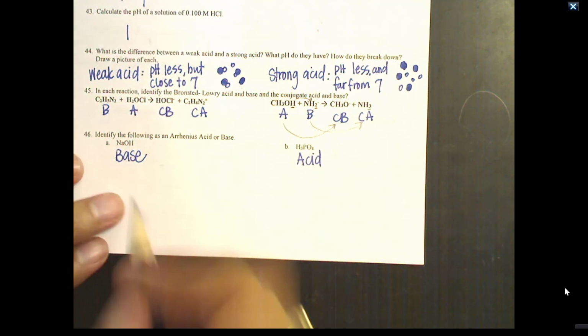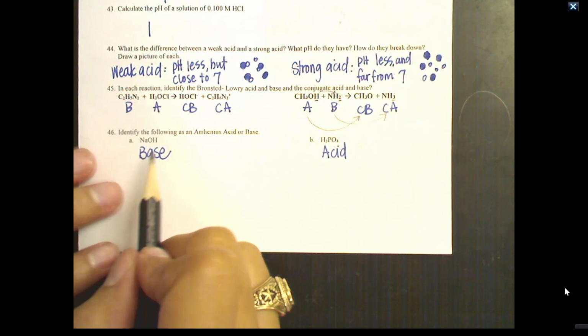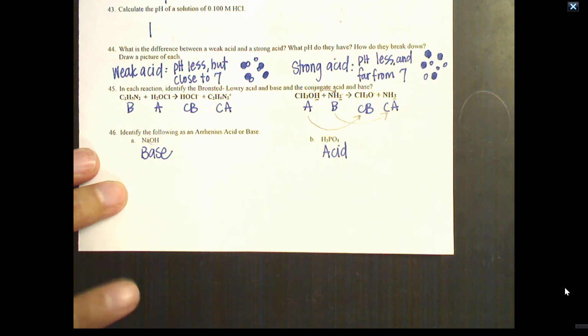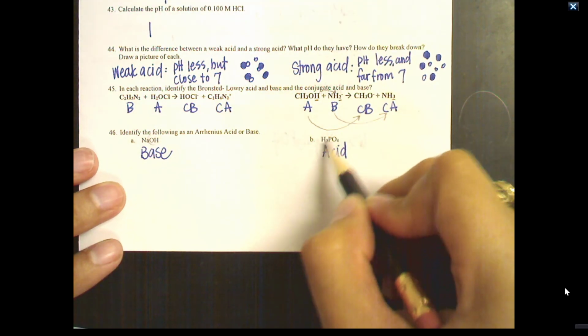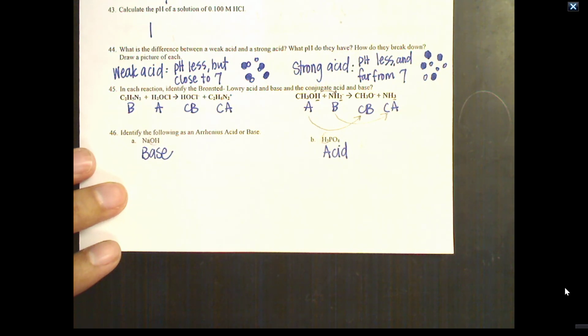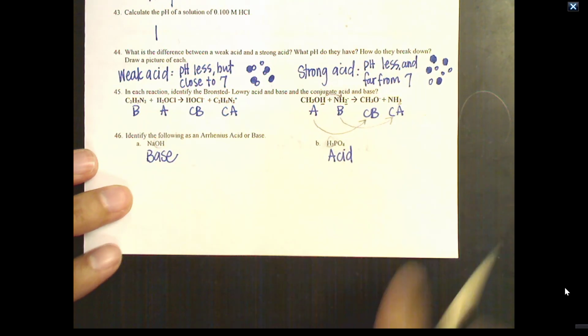And then the last one, identify the following as an Arrhenius acid or base. You just have to know that an Arrhenius base, the definition is that it has an OH, and an Arrhenius acid is that it has an H. That is all. That's the entire final exam review.